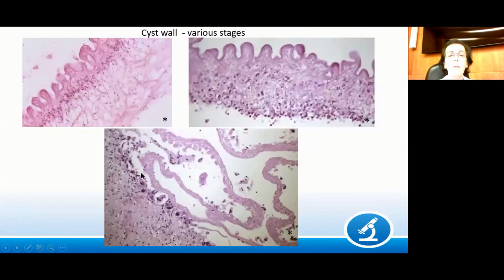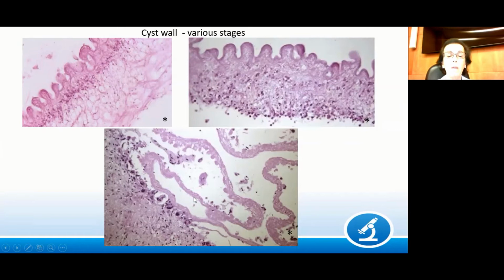And here there are some stages. Sometimes we can see viable ones like this, with an undulated surface. There are some nuclei and these small cavities here, but they get degenerated. And when they degenerate, here is completely degenerated. We have to think of it when you see this undulated surface here.